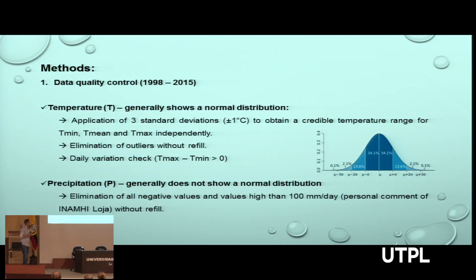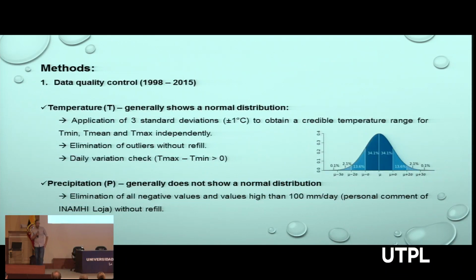Okay, the methods we applied for this study was first the quality control of the data. Normally, temperature shows a normal distribution, as we can see here. So we applied a range to find a credible range of the temperature data: 3 standard deviations, plus or minus 1 degree Celsius, to avoid that extreme values, which can occur sometimes, are not eliminated. When we found the credible range, we also checked the daily variation, that the maximum temperature has to be higher than the minimum temperature on a specific day.